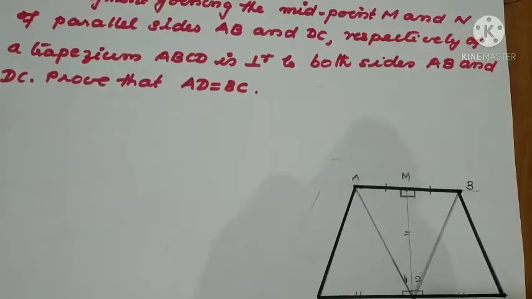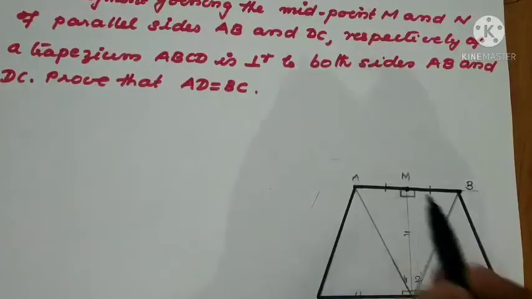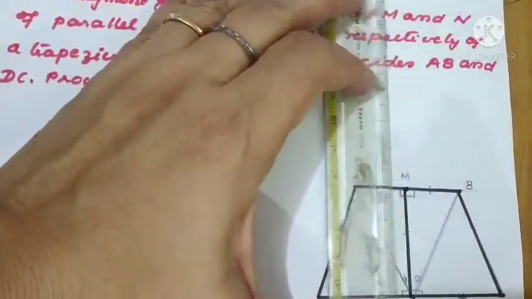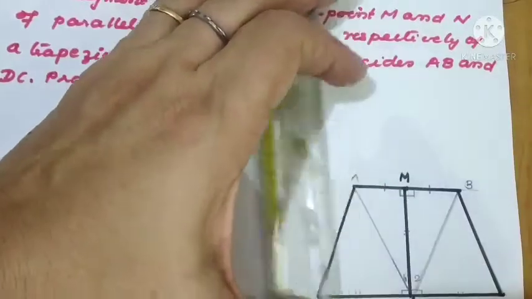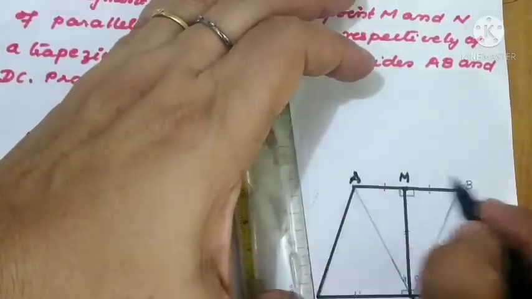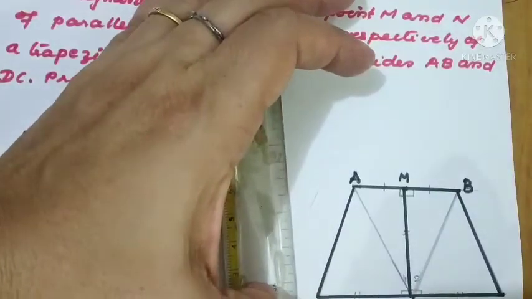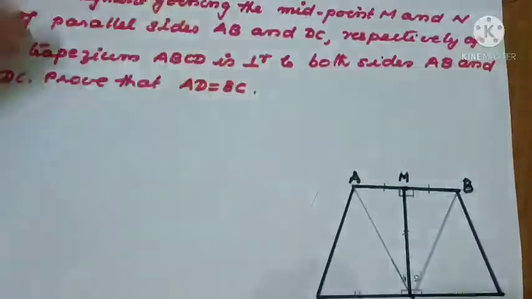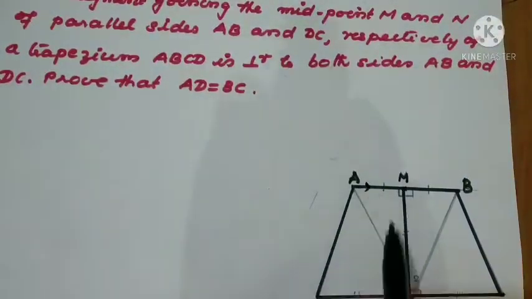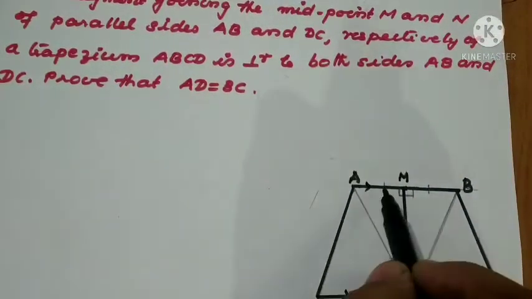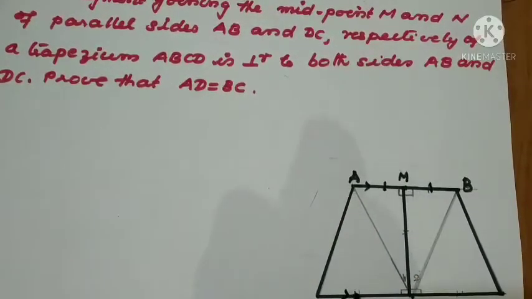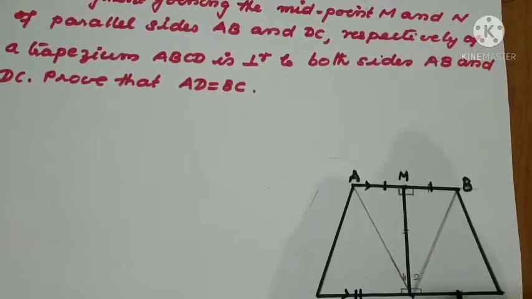ABCD is the trapezium we have completed. Next, M and N as midpoints we have taken. So we have to draw that line MN. Parallel sides AB and CD. If M is a midpoint, AM equals BM, and N is the midpoint, means DN equals CN.